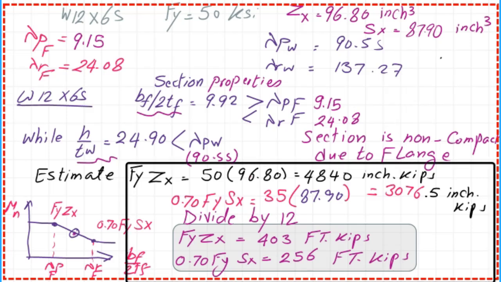We estimate the product of Z sub x by F yield as equal to 50 by 96.8 equals 4,840 inch kips, while the product of 0.7 F yield by Sx equals 0.7 by 50 by 87.9 equals 3076.5 inch kips. Divide by 12. The Mp value equals 403 feet kips, while the Mr, 0.7 F yield Sx, equals 256 feet kips.